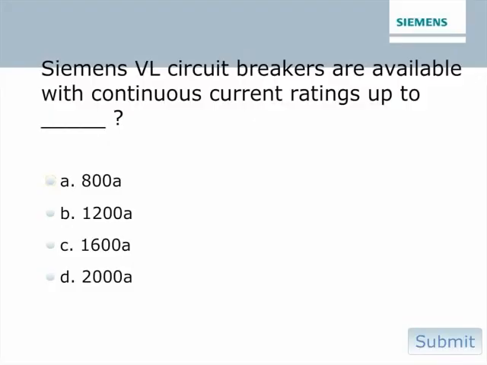That concludes section 4. Let's do a final knowledge check and then we'll head right into the final exam. Question 1. Siemens VL circuit breakers are available with continuous current ratings up to, is it A, 800 amp, B, 1200 amp, C, 1600 amp, or D, 2000 amp?